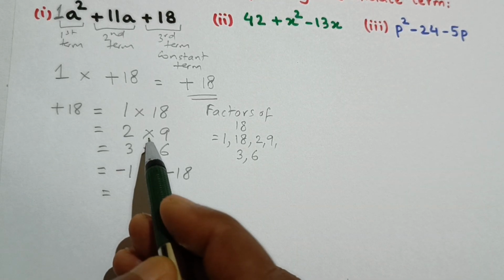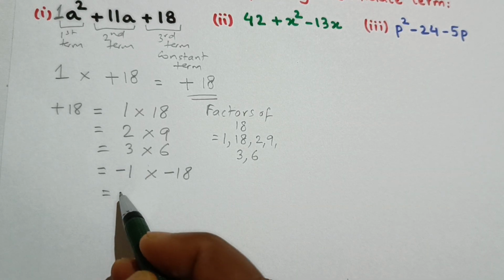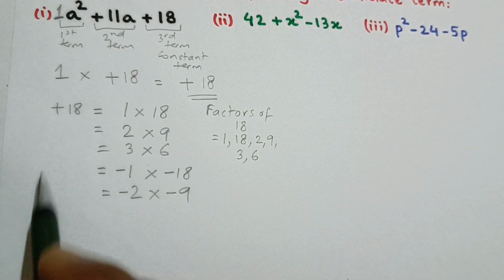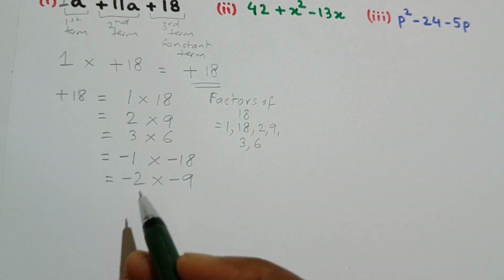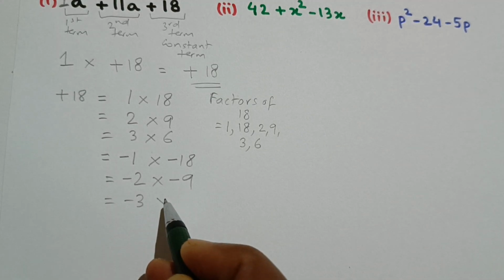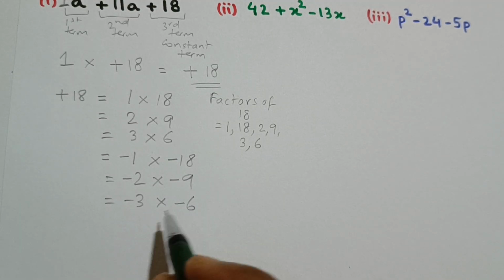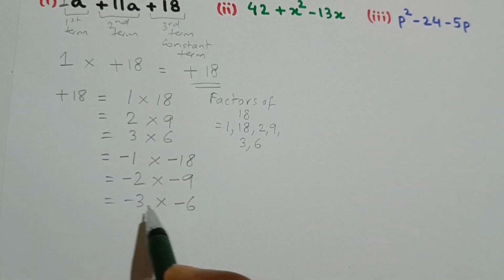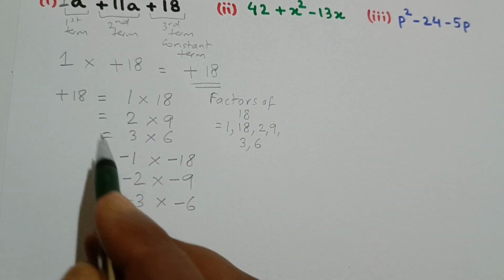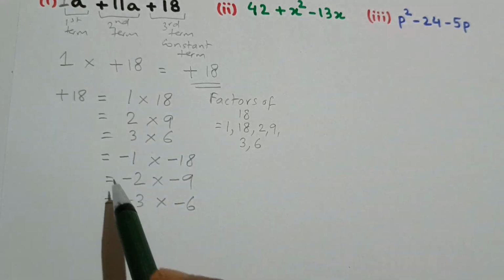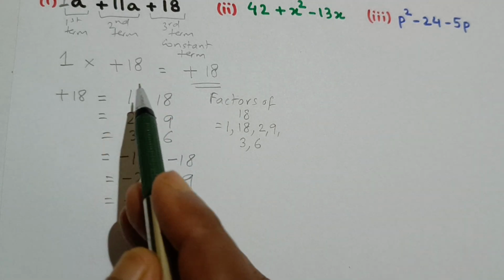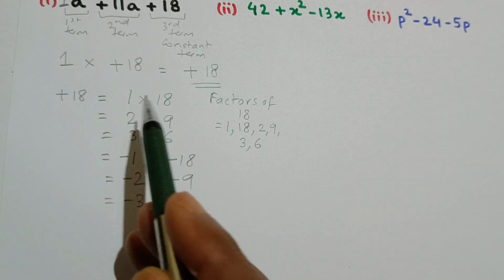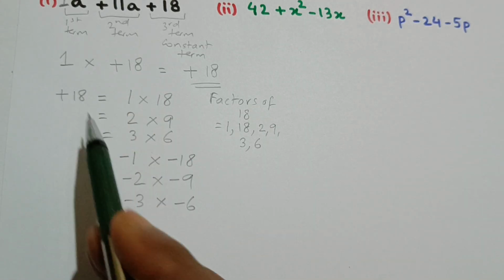Similarly, minus 2 multiplied to minus 9, integer pair whose product is plus 18. Similarly, minus 3 multiplied to minus 6. Minus into minus plus, 3 into 6, 18. So this is also an integer pair whose product is plus 18. So these are all the possible integer pairs whose product is plus 18.